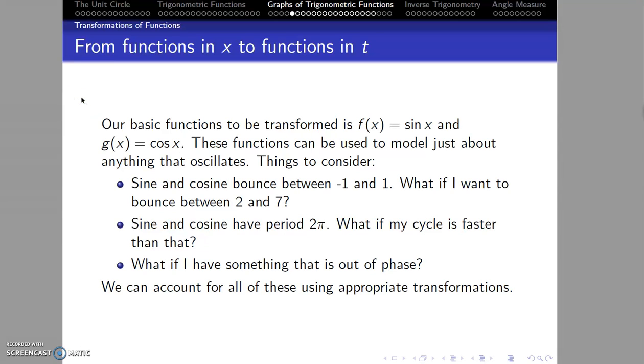Welcome back to our ongoing look at graphs of trigonometric functions. And when we left off, we had a lot of stuff just thrown onto our plate. Whoever did that should be ashamed of himself.